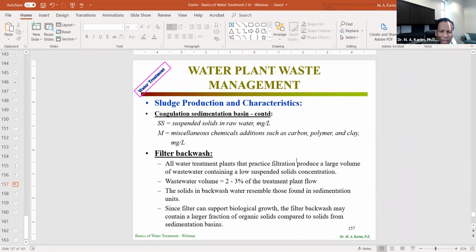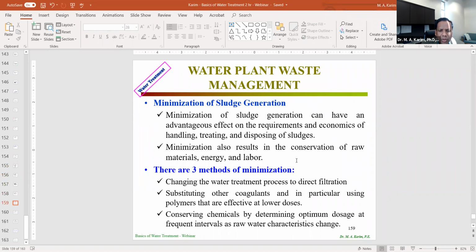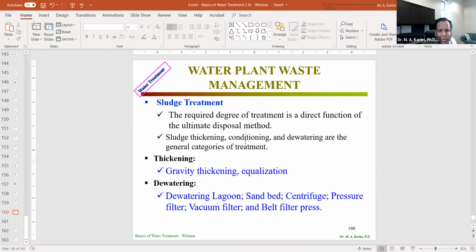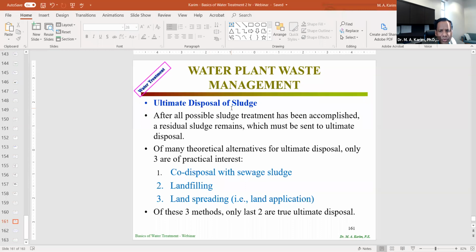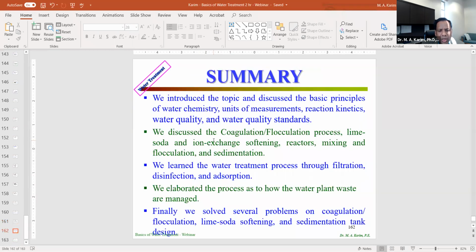Okay, so there are some equations we can use to find the amount of sludge to be generated, so we know how to do it. These are different processes: sludge thickening, sludge treatment, and dewatering. Then finally, it goes to ultimate disposal with soil sludge, landfilling, and land spreading. It can go anywhere. Here is the summary.